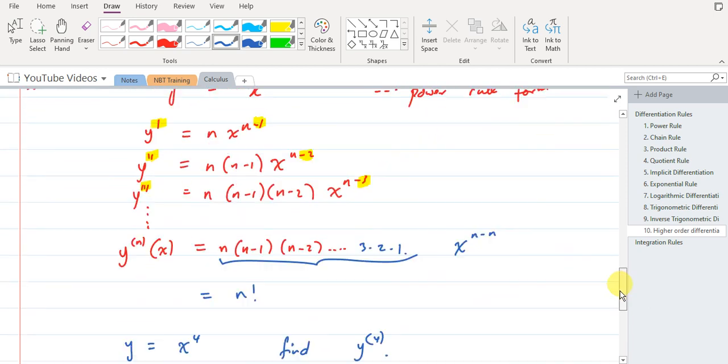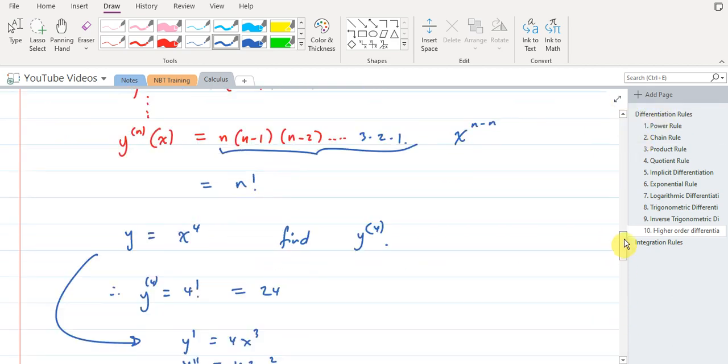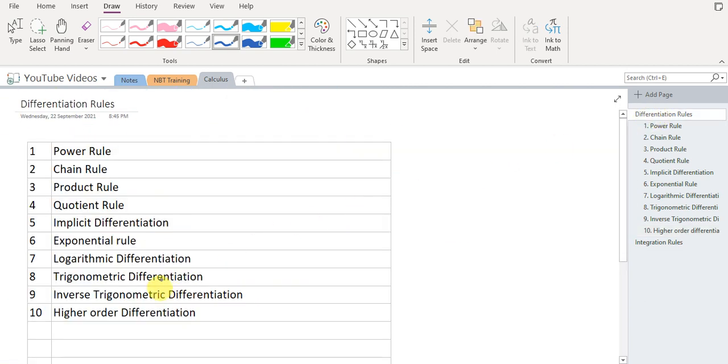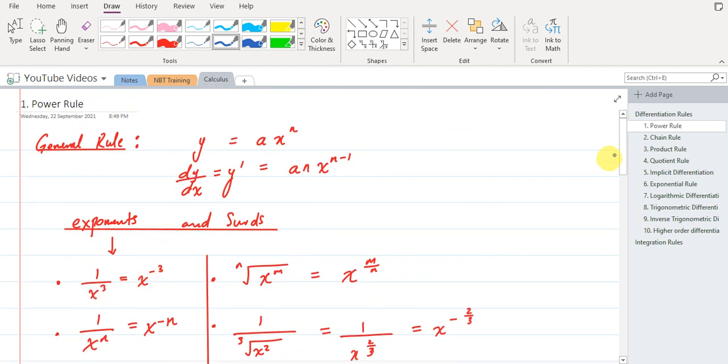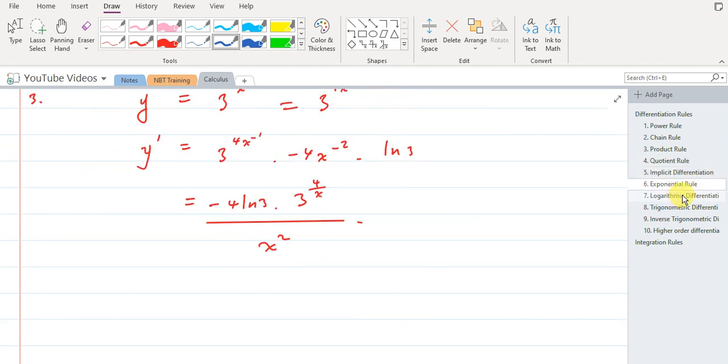I hope you understand, guys, and if you don't understand this power rule and trigonometric differentiation or any other rules, make sure to watch these videos in detail, where I've explained the power rule, the chain rule, product rule, quotient rule, implicit differentiation, exponential rule, logarithmic differentiation, inverse trig, and higher order differentiation. I usually start off with the general rule and I do some examples so you can catch on quickly. I hope you understood all these 10 types of differentiation, guys.